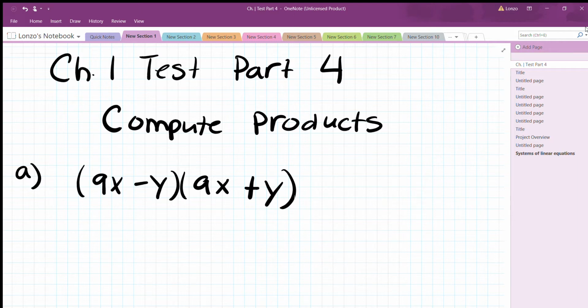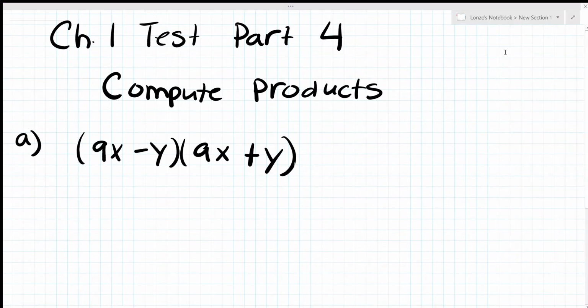So let's get started. This is part 4 of the chapter 1 test, and now we're going to do the opposite besides factoring. Now we're going to actually compute the product. So it's like going backwards or forwards.